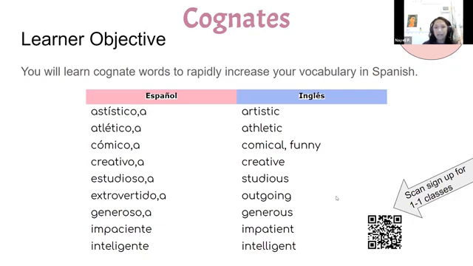Piensa en una actriz. ¿Qué actriz, en tu opinión, in your opinion, qué actriz es atlética? Quizás, maybe Shakira. Shakira es atlética. Tiene músculos. She has muscles. Shakira es cómica. Es artística. Shakira es estudiosa. Shakira es generosa. Generous.